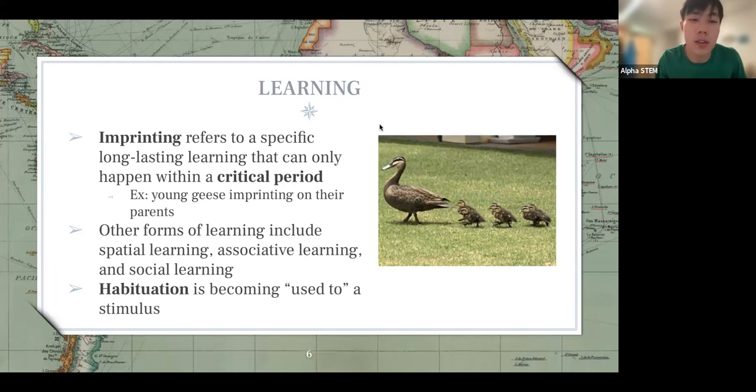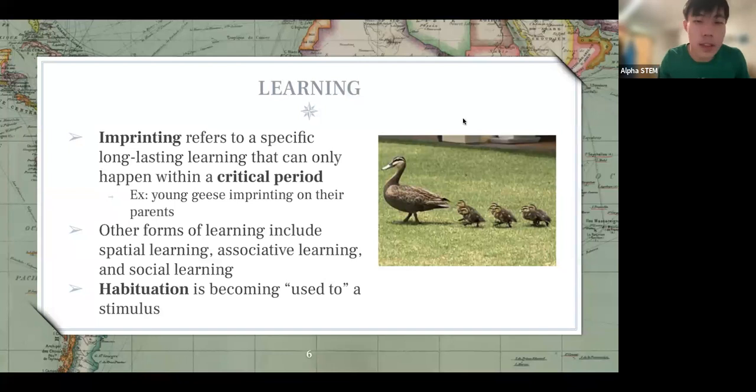And then other types of learning include spatial learning, associative learning, and social learning. And they are exactly what they sound like. So learning how to associate things with each other or learning how things exist in space. And then finally, we have habituation, which is sort of like becoming used to a stimulus.